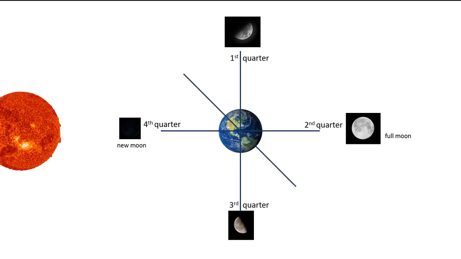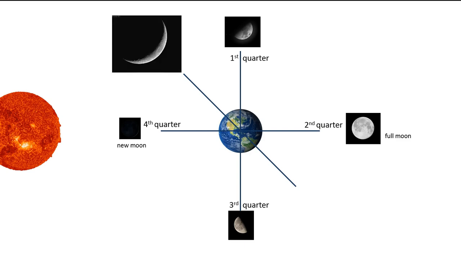Here's another reference line halfway between the quarters. The moon appears as the familiar crescent. It starts out as a bare sliver of a crescent after the new moon and gradually grows larger as more of the moon becomes illuminated. The word waxing means growing, so this is called the waxing crescent moon.